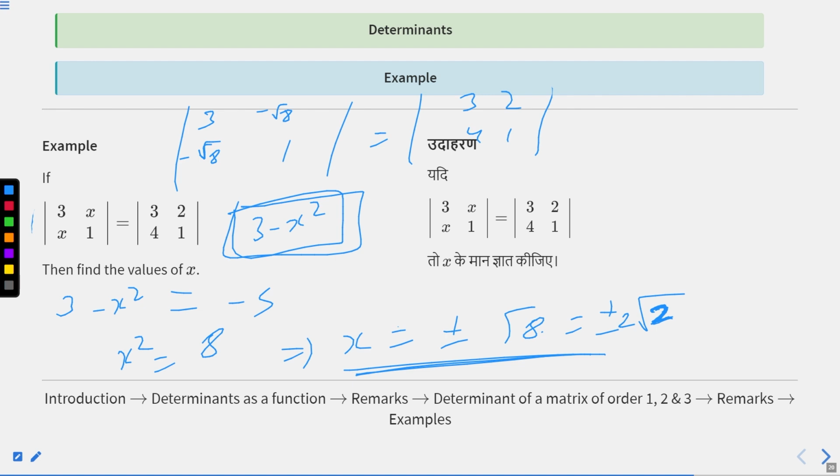So that's it for now. I hope that you understood everything, how we evaluated our determinant, how we defined our determinants. Please do remember every important remark. We will be back with the exercise and the theory part of this chapter, determinants.